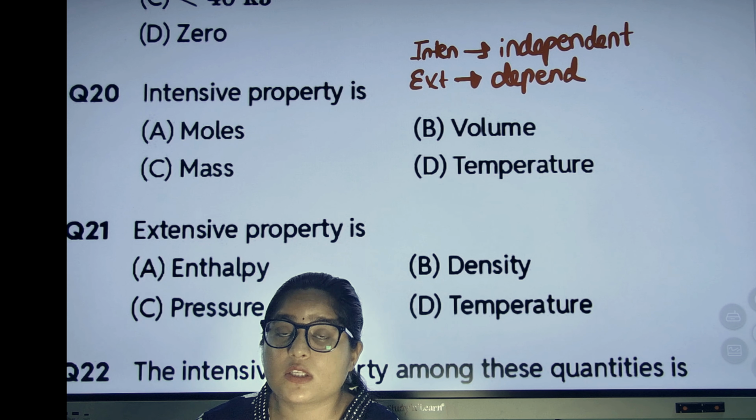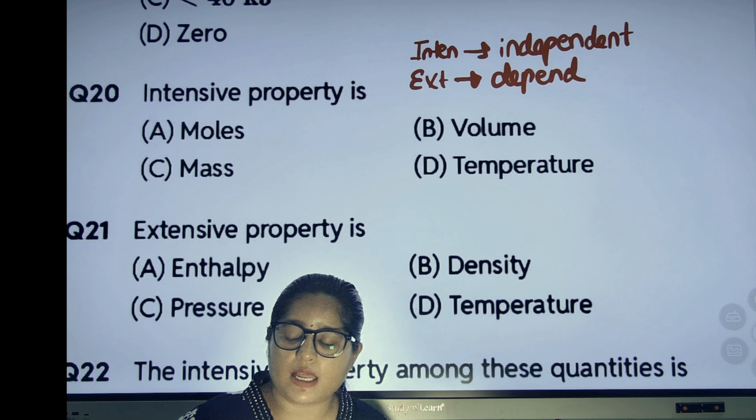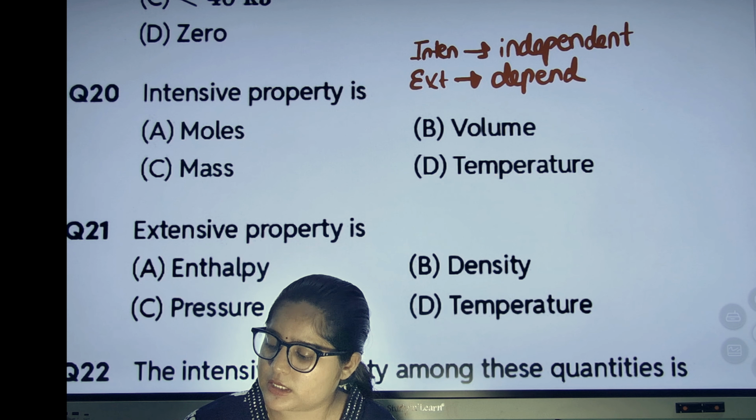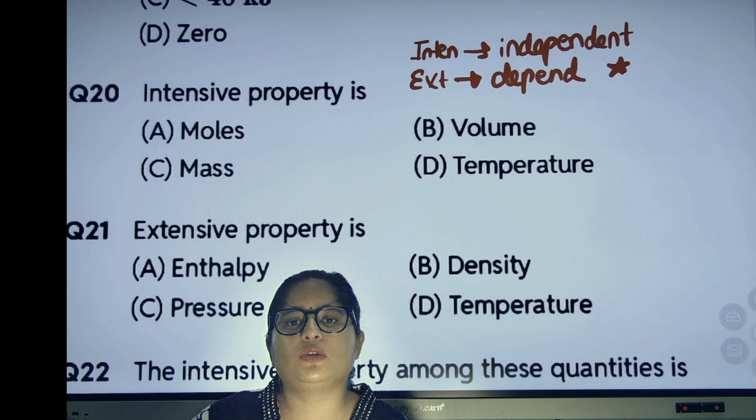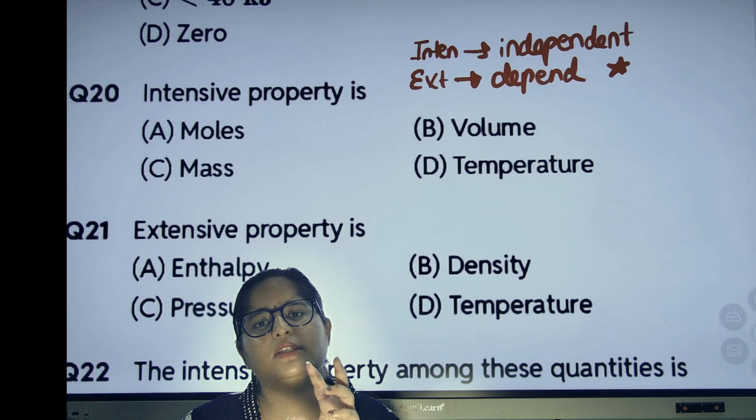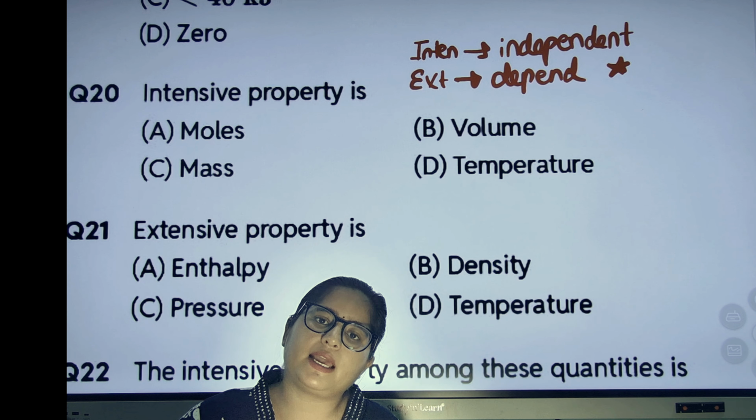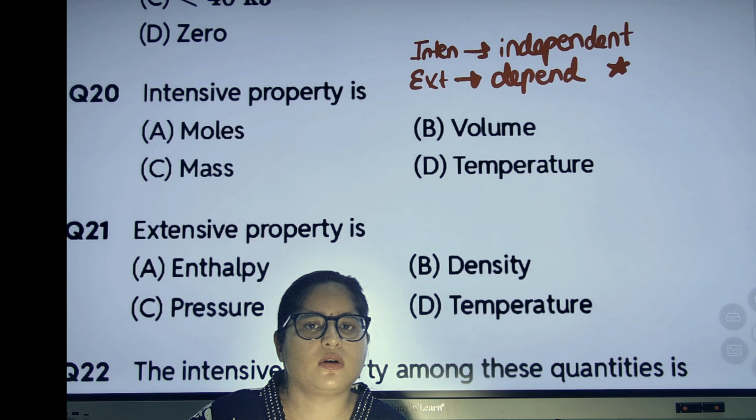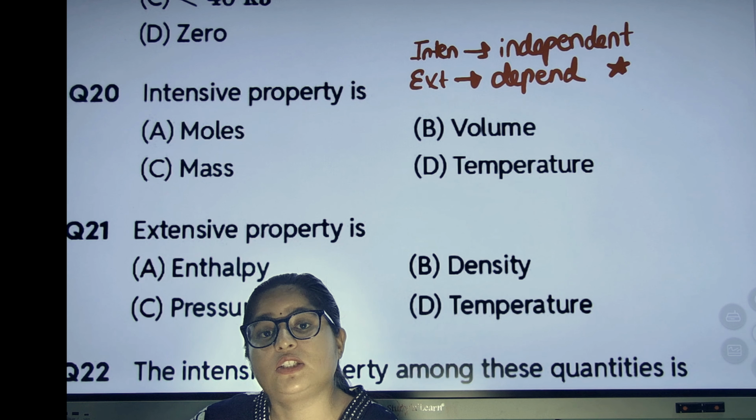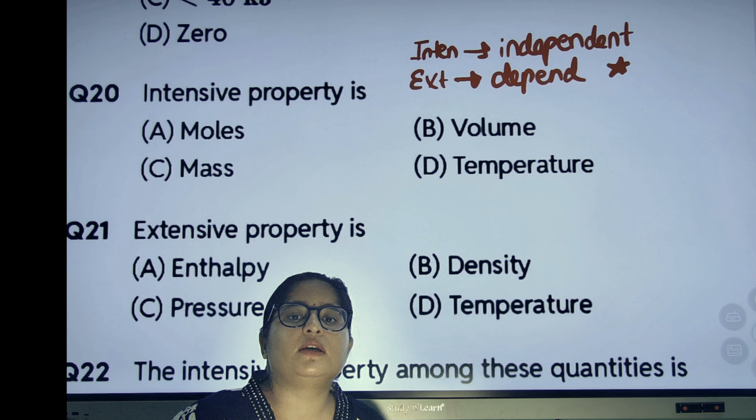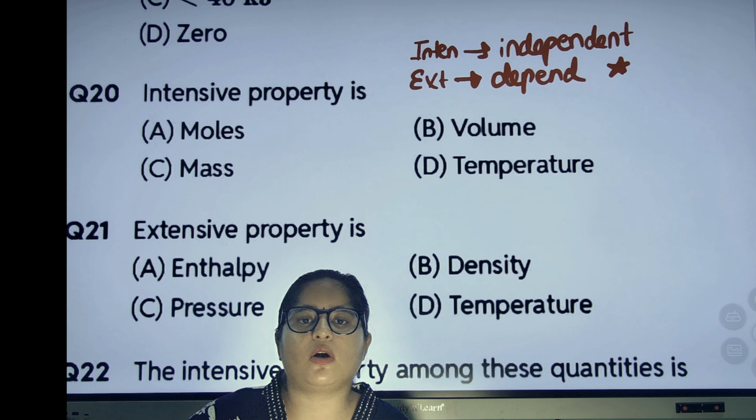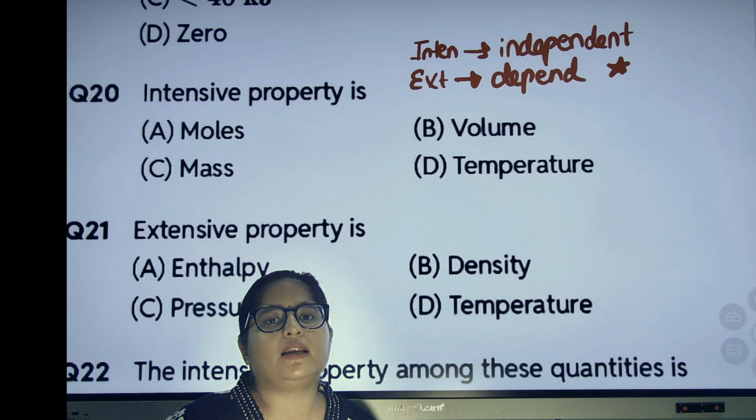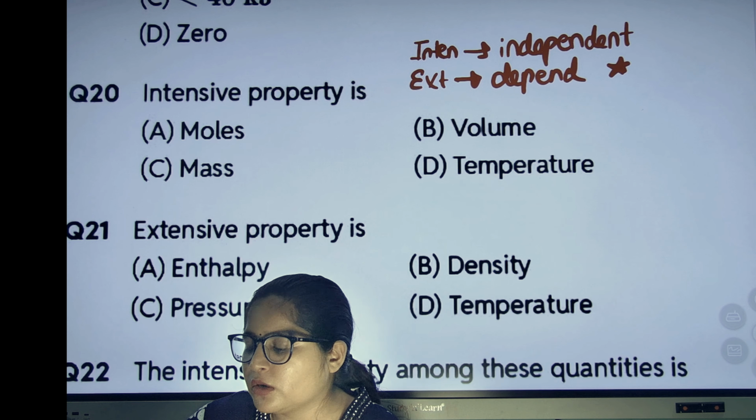What are the 3-4 star points I have taught you during our class lecture? First star point: take any quantity and divide it into two halves. If it changes, then it is depending, so it is extensive. If it is not changing, we say it is intensive. Simple.